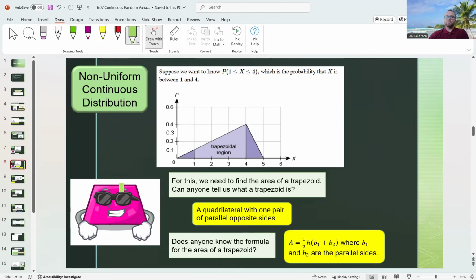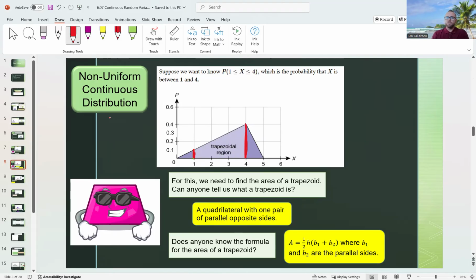A trapezoid is a quadrilateral, meaning a shape with 4 sides, with one pair of parallel opposite sides. Where are the parallel opposite sides? Hopefully you notice they are right here. Let's get a nice red here instead. Right here and right there, parallel opposite sides. Okay?